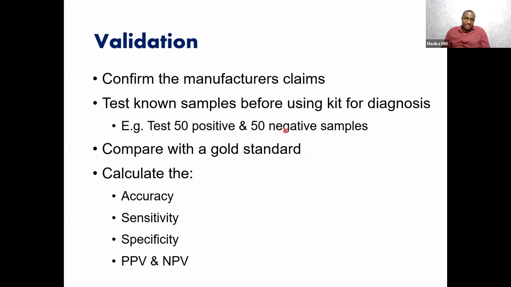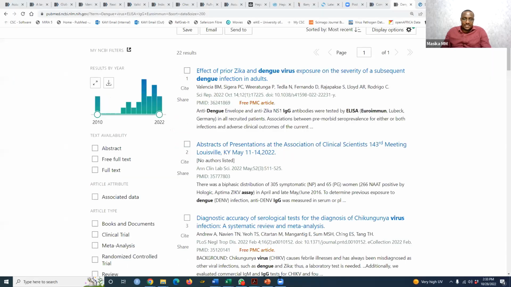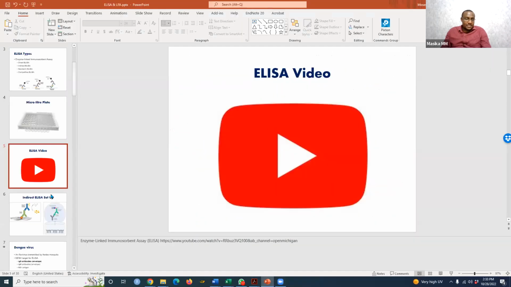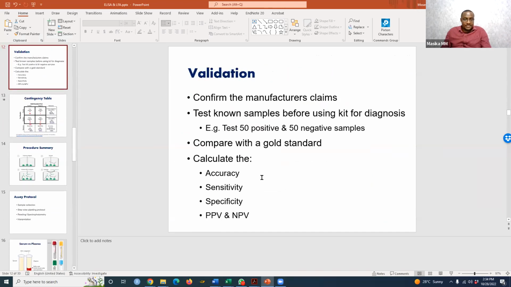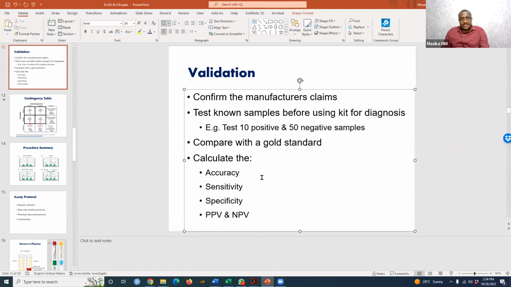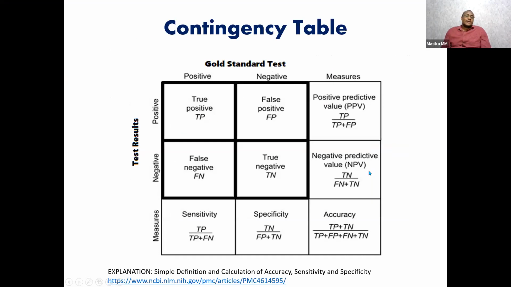Eventually, by testing these samples, you will calculate the accuracy, sensitivity, specificity, positive predictive value, and negative predictive value. In the next example, I have used the number of samples that are positive to be 100. This is just arbitrary, it can be fewer or more. And then the negatives to be 50. And this is really the table, we call it a contingency table, that we use to calculate those things.